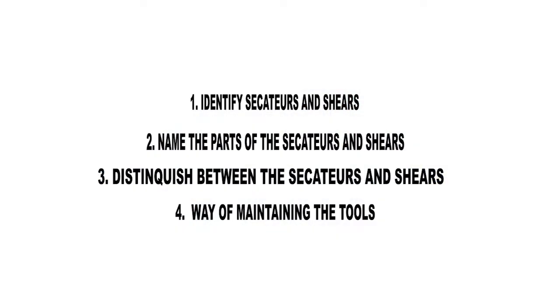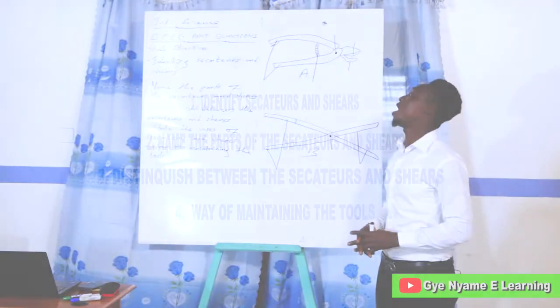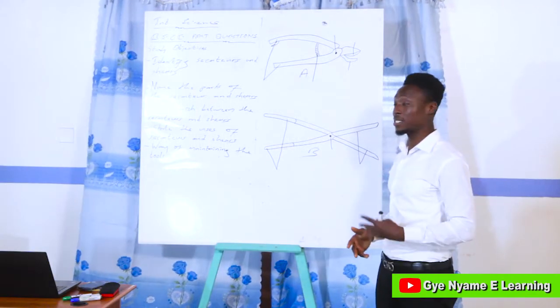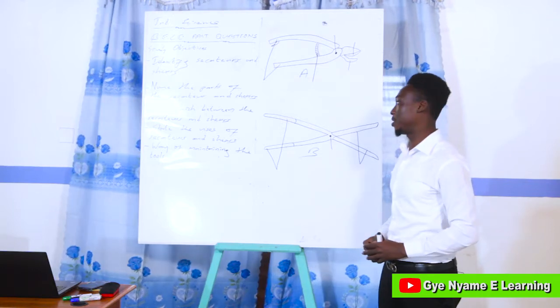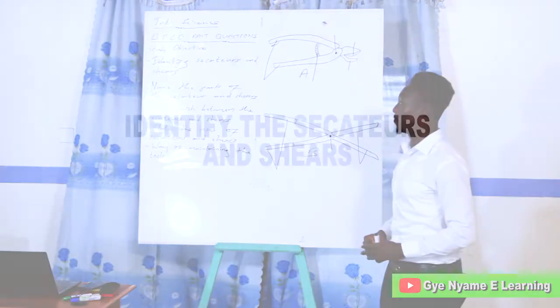These are the objectives that we are going to make sure we exhaust in the course of our study. By the end of this, we should be able to know what to look out for when we want to identify a secateur, and also identify a shear. You could pronounce secateur as secateurs, that is how you could best pronounce it. So the first objective says: identify the secateurs and the shear.